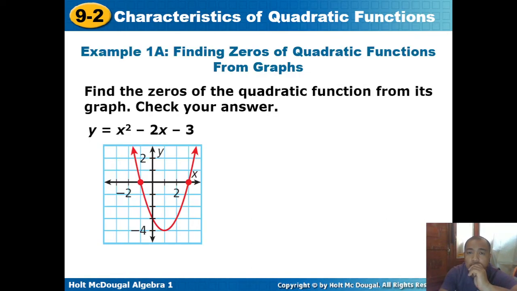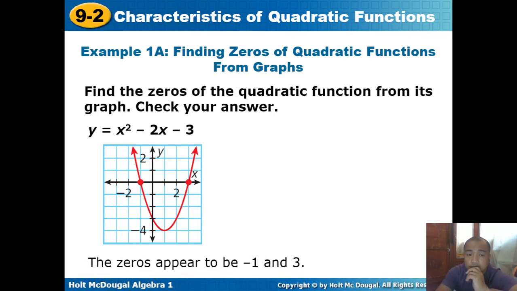Sample 1a, finding the zeros of quadratic functions from graphs. Find the zeros of the quadratic function from its graph. Check your answer. y equals x squared minus 2x minus 3. That's very easy. You can easily determine the zeros of this function. Based on the graph, the zeros appear to be negative 1 and 3. There, the points of intersection between the x-axis and the parabola: negative 1 and positive 3.